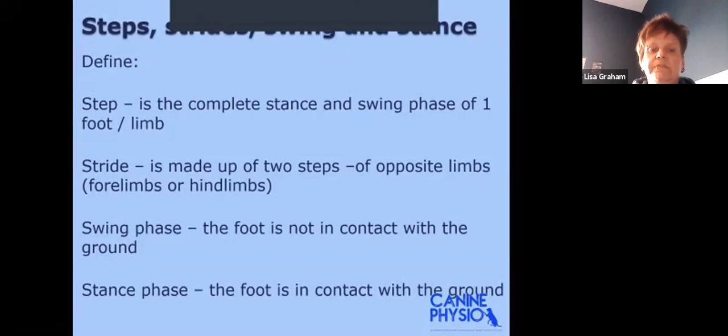A stride is made up of two steps from opposite limbs. So it's either the forelimbs or the hind limbs that you're looking at, and we might start on the right hind, and look at that dog take a step from it, and then look at the step on the opposite leg on the left hind, and that makes up a stride.